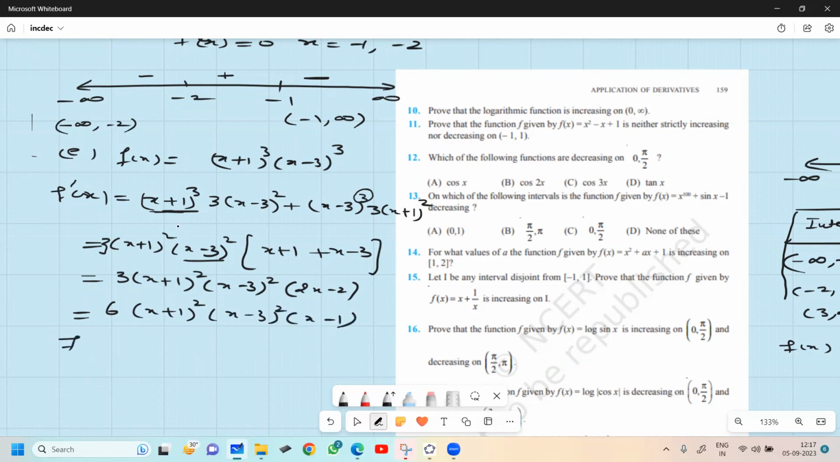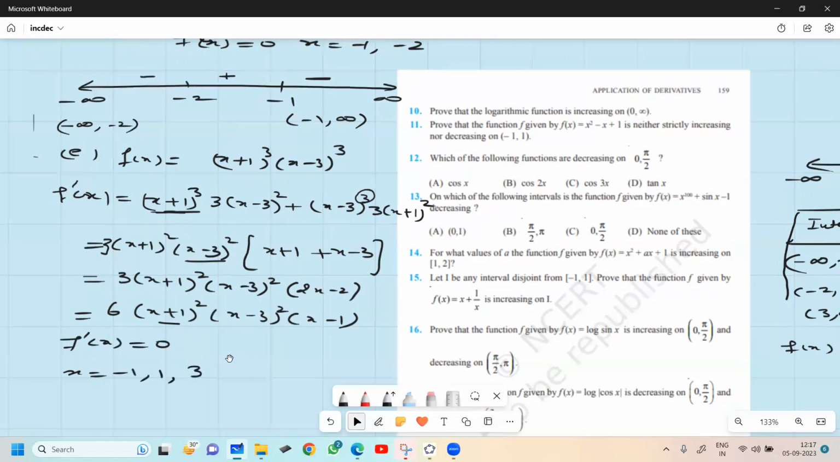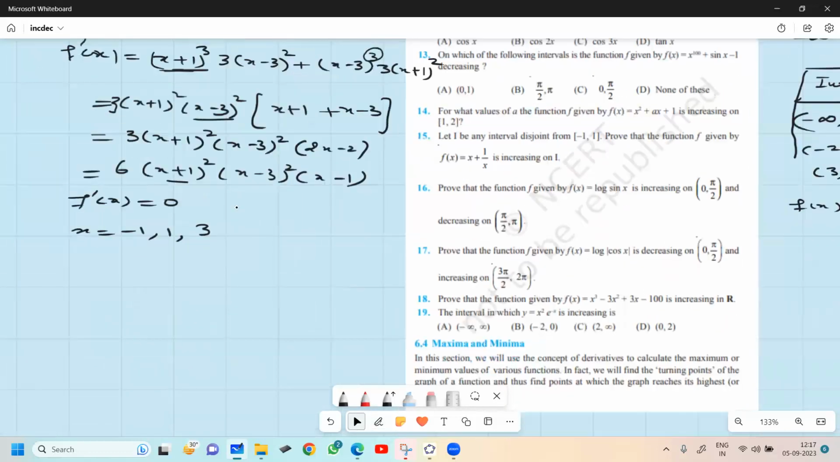So if I make f dash x equal to 0, what will you get? From here, x is equal to minus 1. From here, x is equal to 1 and 3. So you are getting 3 points where dy by dx will be 0, meaning the tangent is parallel to the x-axis. 3 points are there, so let us draw this curve. Now, minus 1, 1 and 3. Outside is positive, so this side I'll start with plus.